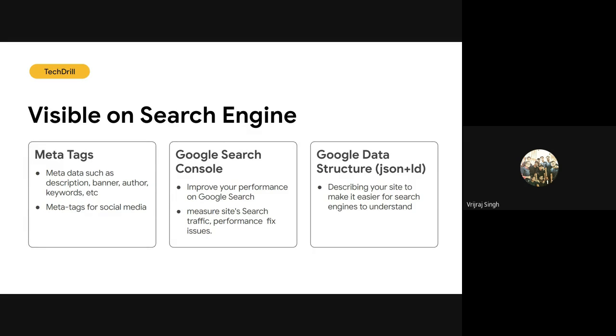Let's say what will be the title, what will be the description, who is the author of your web page, or you can define the keywords about your web page. You can also define the banners, like whenever you are sharing a website on, let's say, YouTube or a social media platform, there will be a card. You can define that particular card with the help of meta tags. And there are separate meta tags for Facebook. If you want to create a card for Facebook itself, you can use the Facebook meta tag.